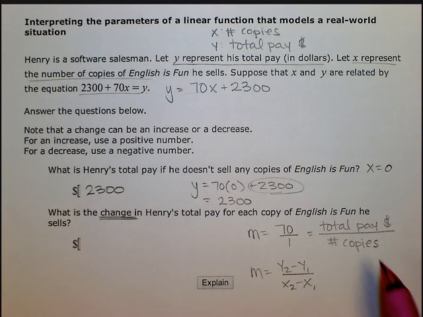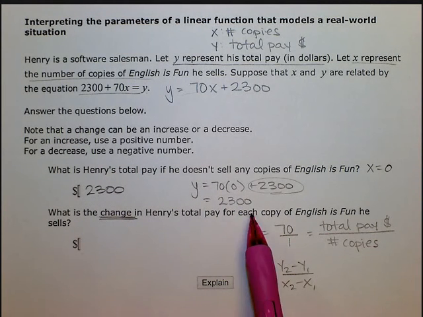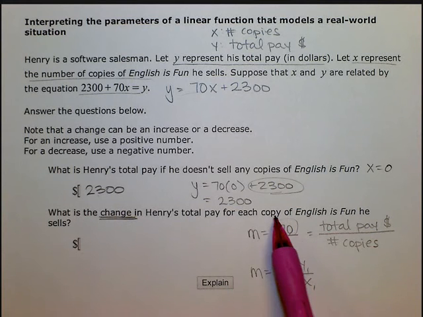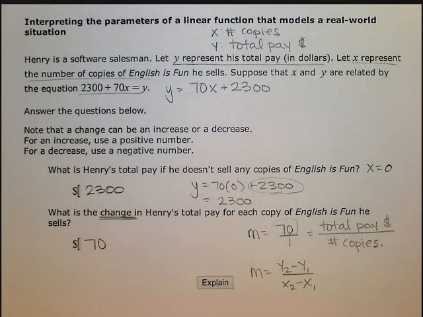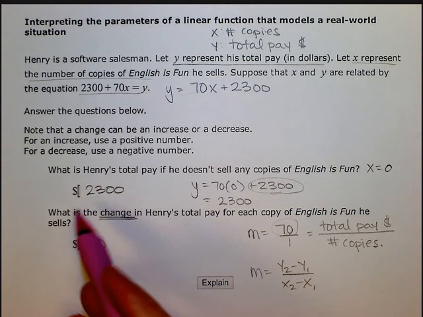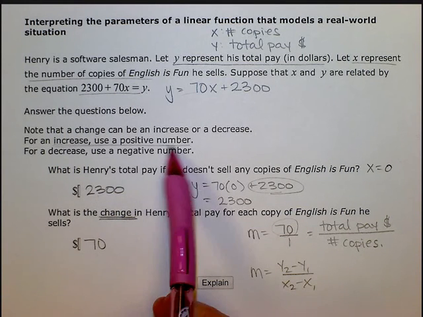So this says, what is the change in Henry's total pay for each copy he sells? So for every single copy he sells, his pay increases by $70. Now, we leave it positive because it's an increase, so it's a positive number. If he was losing money, we would use a negative.